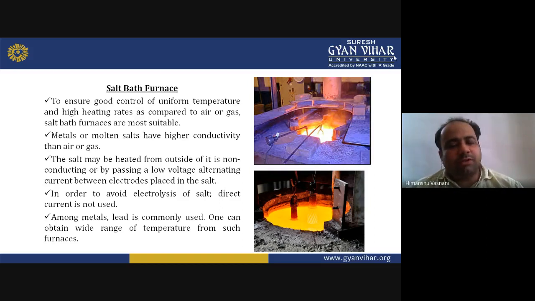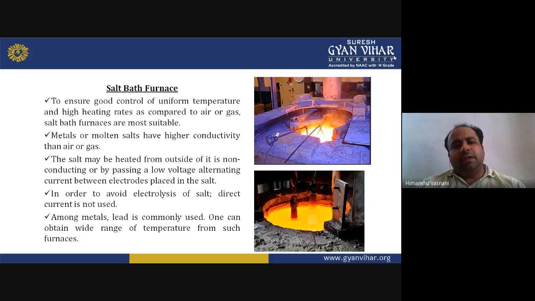So metals or molten salts have higher conductivity than air or gas. The salt may be heated from the outside if it is non-conducting, or by passing a low voltage alternating current between electrodes placed in the salt. You can see the electrodes in the diagram also, how they are placed in the salt. In order to avoid electrolysis of salt, direct current is not used. Among metals, lead is commonly used. One can obtain a wide range of temperature from such furnaces.